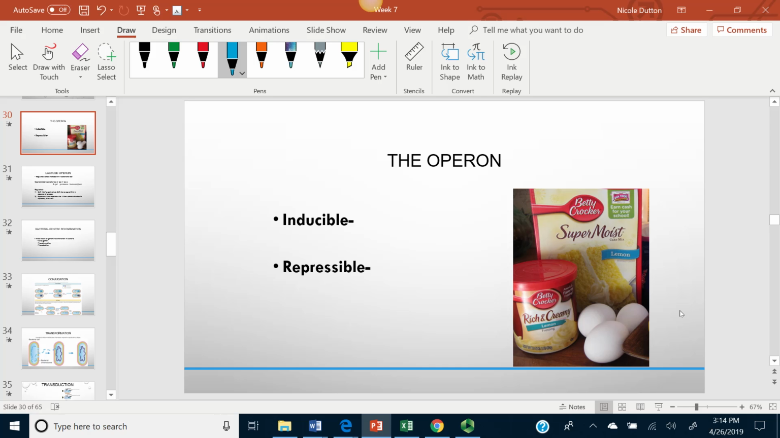Now what prokaryotes do is go to the grocery store, buy everything they need, the box mix, the frosting, and the eggs, and they come home and make the cake. And they're going to make it no matter what, and there's no stopping them. Or it's really unlikely that you're going to be able to stop them. So there's a lot less control with prokaryotic cells.